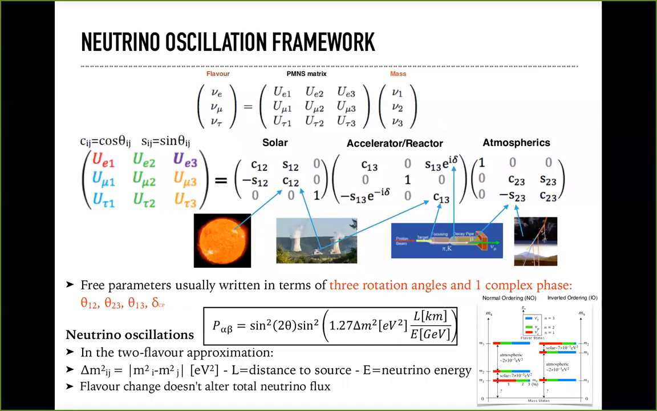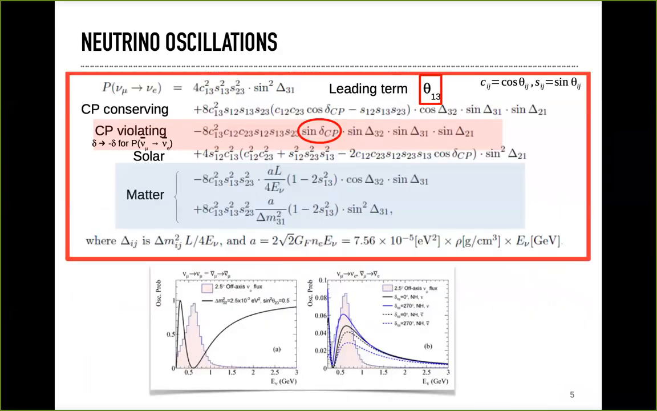And so there are 2 different scenarios. So you can have a so-called normal ordering and inverted ordering. So you will see these 2 categories a few times in the future slides. So moving on to the next slide, this is the formula of neutrino oscillations for the case of 3 flavors.